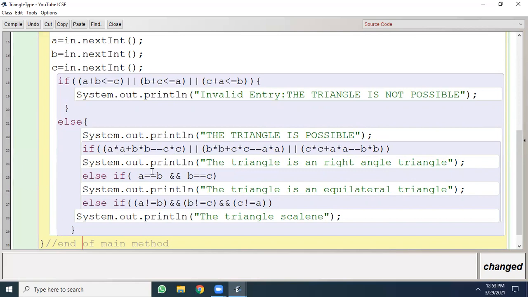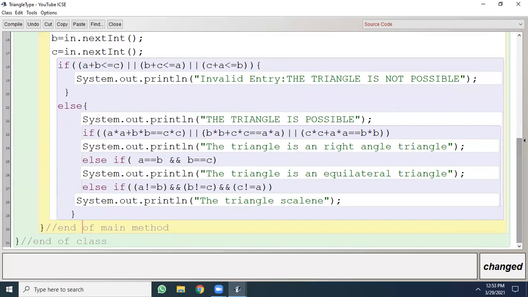Else if a is equal to b and b is equal to c, that means if all the three sides are similar, the triangle is an equilateral triangle. And else if, even if that condition is also not true, if a is not equal to b and b is not equal to c and c is not equal to a, that means all the three sides are not equal, then the triangle is scalene. That means none of the three sides are equal, then the triangle is a scalene triangle. That means a triangle which has all sides having different values.